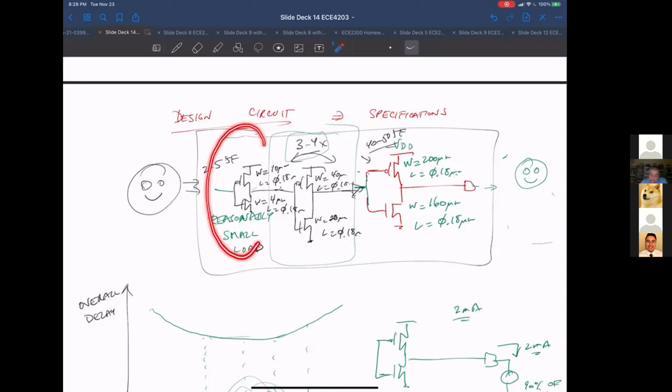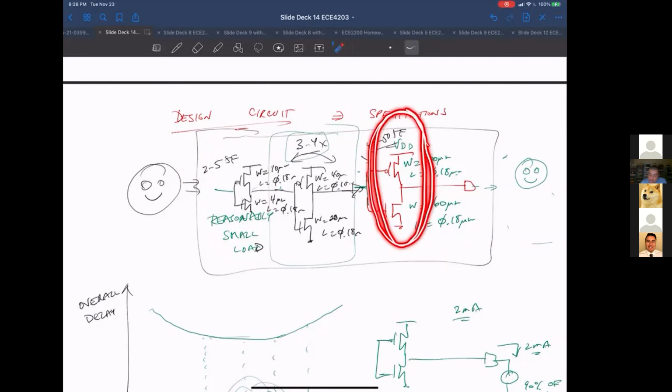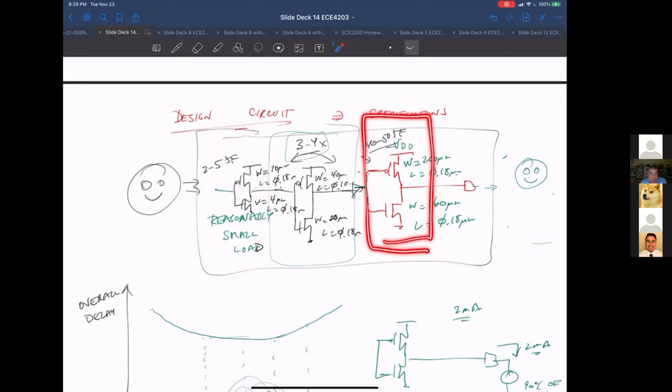So what size is this? That would be like 1,000 microns. Because part one was sizing it so that it outputs 10 milliamps, I took that inverter as the first one and then scaled up by multiples of three. Yeah, so you have to make this one 10 milliamps.